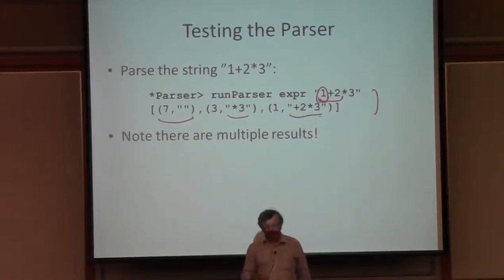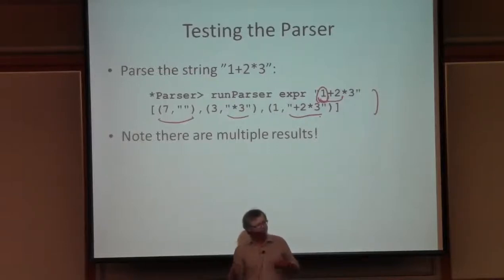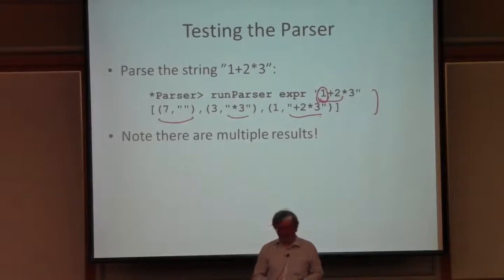So what we're seeing here is that our parser is backtracking, and it's producing multiple possible parse results, not all of which consume the whole input. Do we like that? Would we like perhaps just to get the first one back?